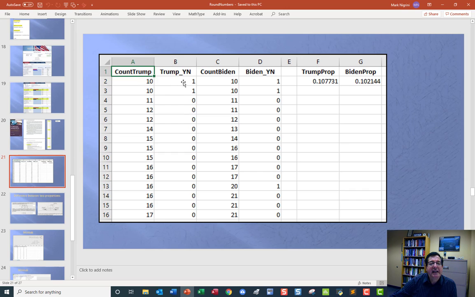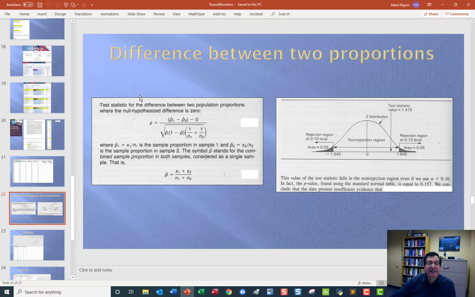I started with 10, and we can see here that yes, this is a multiple of 10, this is a multiple of 10. Yes, yes, there the 20 is a multiple of 10. So the 1s are multiples of 10, and these zeros are not. These are the proportions, 0.1077, 0.1021. They are just above 0.1. And this beckons the question, can I test whether these two proportions differ?